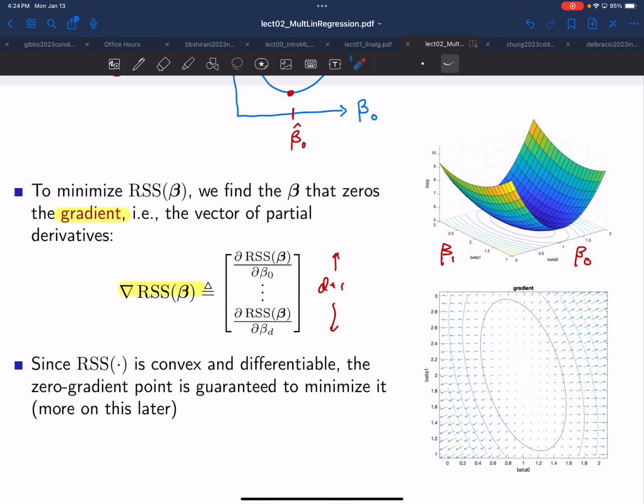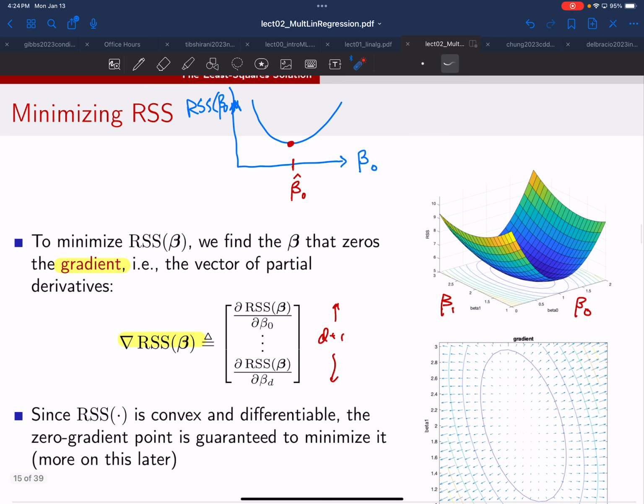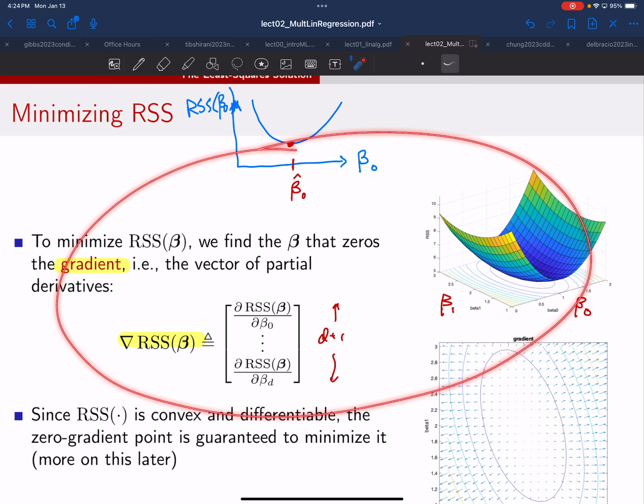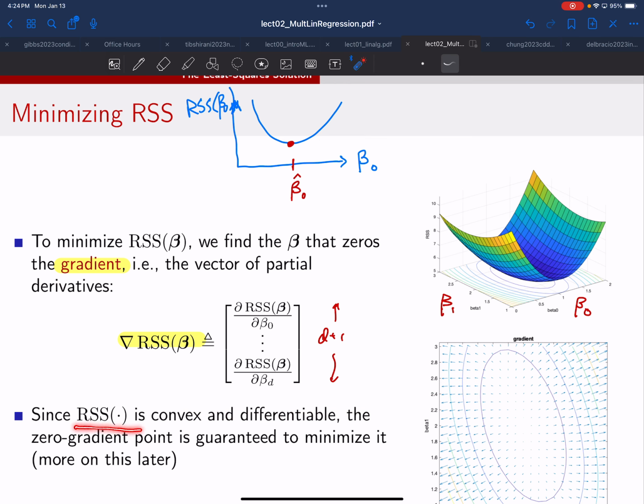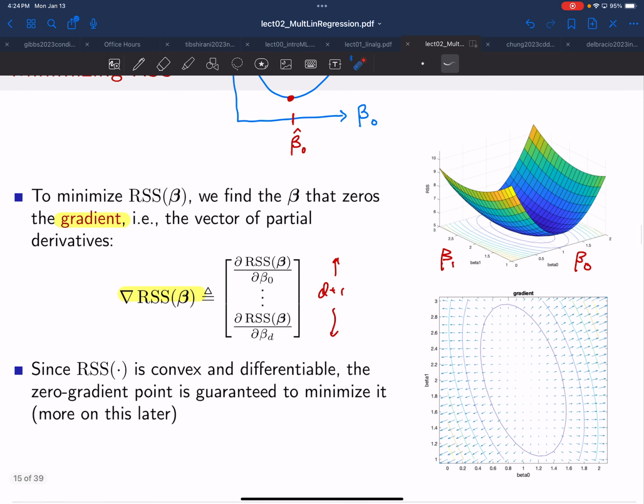There are some other technical reasons why this works. If you're familiar with this stuff, in order to really claim that this is the right thing to do, we need to know that this is a convex function that's differentiable and so on. We're going to talk about those details in Unit 6. For now, we're not going to get bogged down in those details. We'll come back to them later. But there is a little bit more to the story.